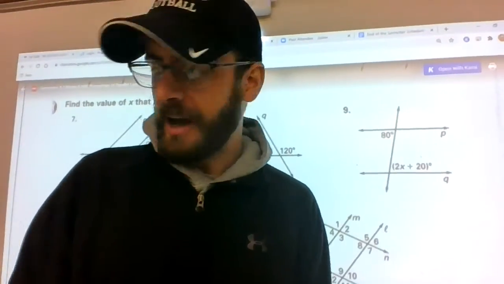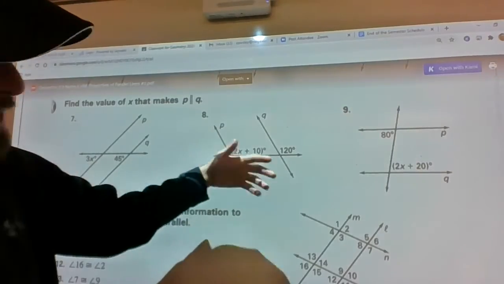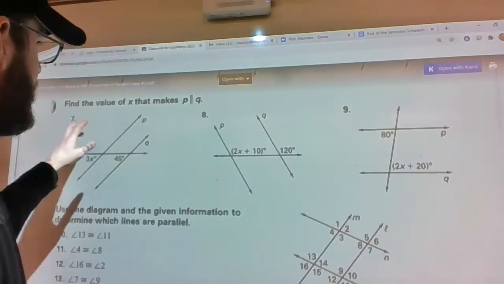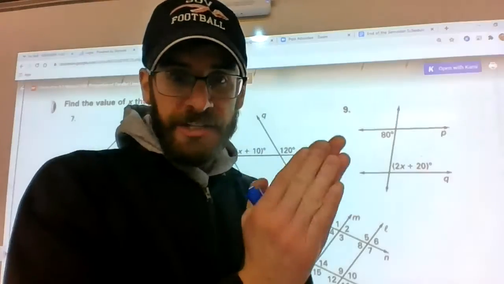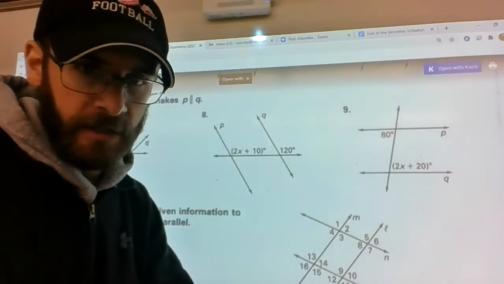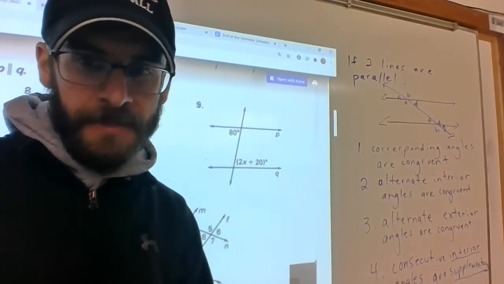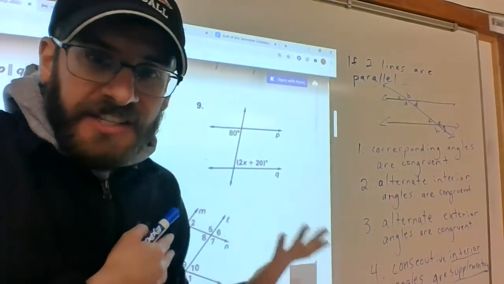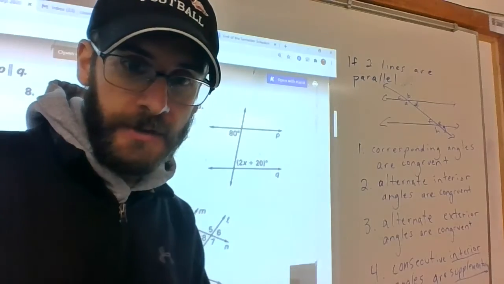So number 7 through 9 is interesting. What they're doing is they're saying, here are some variable expressions for some unknown angles. And what we're doing is we're basically forcing the two lines to be parallel with the value of x that makes them parallel. So we're using this list over here of things to say, each one of these has to be true about parallel lines.